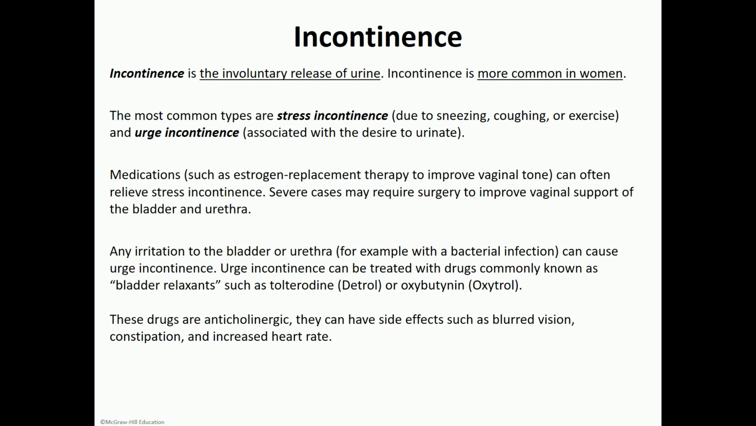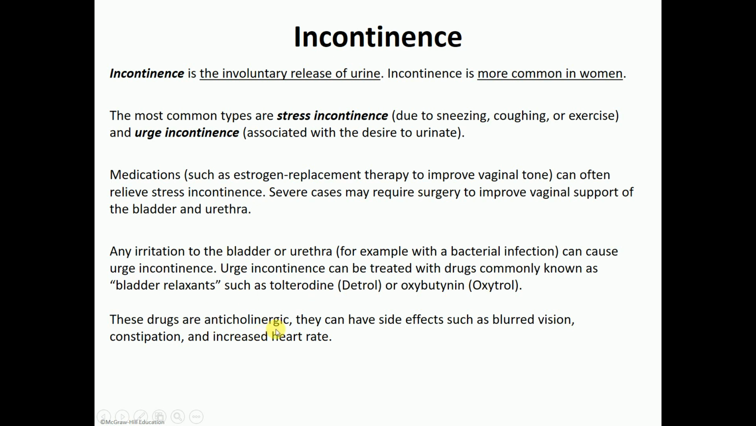For example, the different medications that are used in these incontinences, especially for stress incontinence, we tend to use medications that have estrogen replacement therapy to help improve the tone of the pelvic floor muscle fibers. And then in the case of the urge incontinence, we can give things that inhibit the detrusor muscle. They're known as bladder relaxants. For example, Detrol and Oxytrol, both of these are anticholinergic.